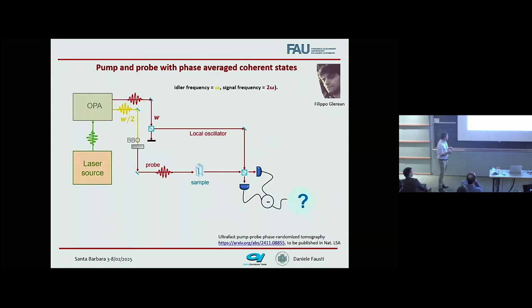And he came up with a very strange experiment where he said, okay, but if I take an OPA and I tune the OPA so that the signal frequency is twice the frequency of the idler, and then I frequency double the idler, I will do a degenerate pump and probe, which is exactly the same as what I could do by splitting this local oscillator.